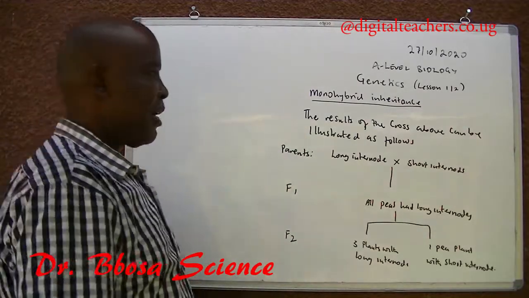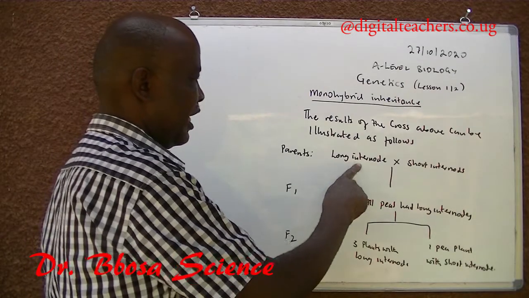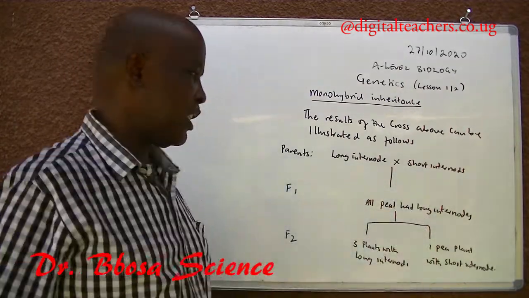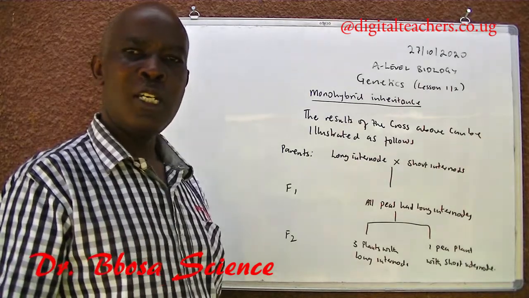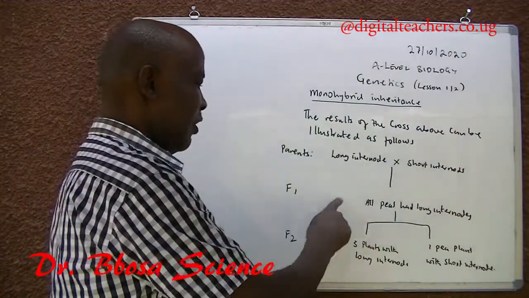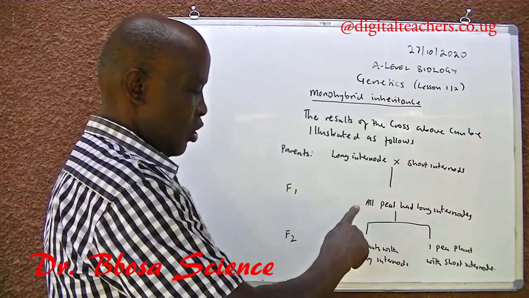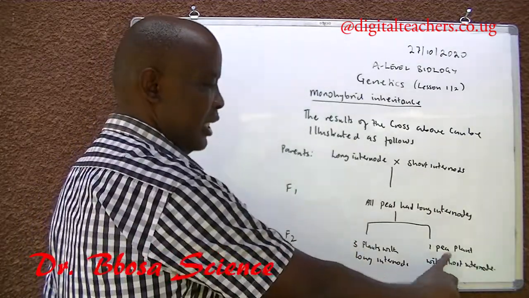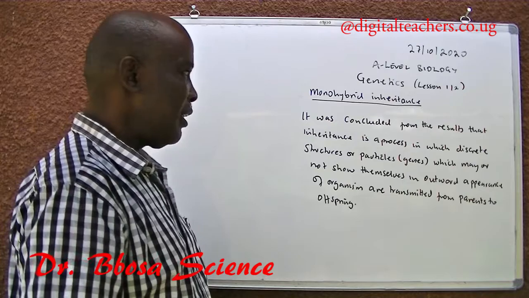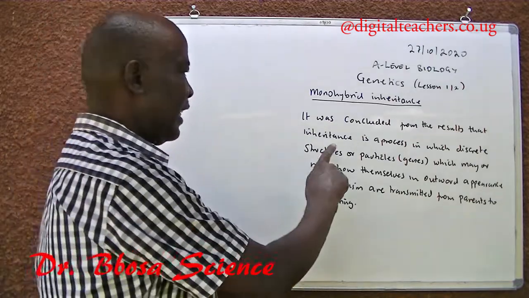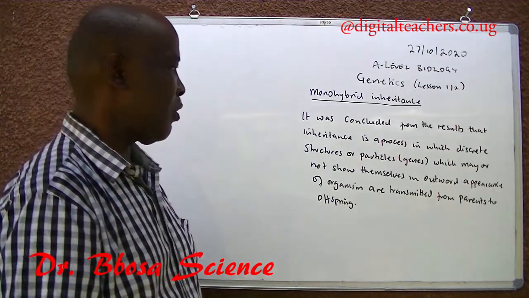The results of the cross above can be illustrated as follows: when a parent with long internode and one with short internode was crossed, all the children, F1 generation, had long internodes. When the plants in the F1 generation were allowed to cross, the F2 generation, or the grandchildren, had plants with long internodes and plants with short internodes in a ratio 3:1.